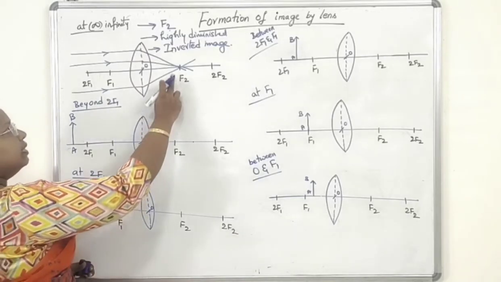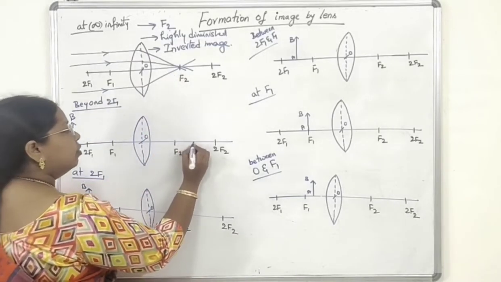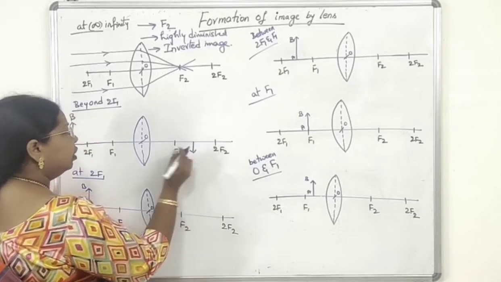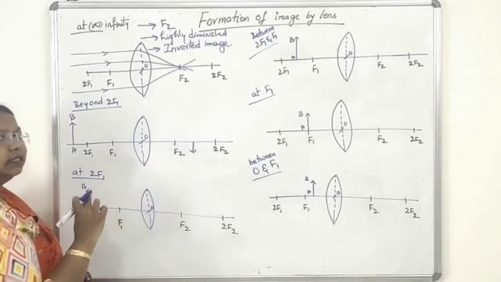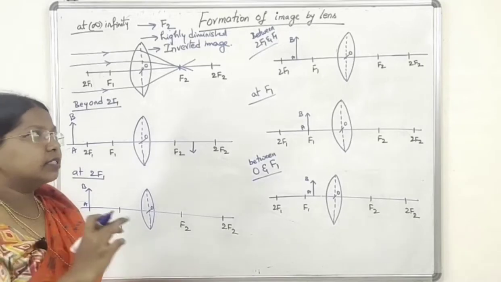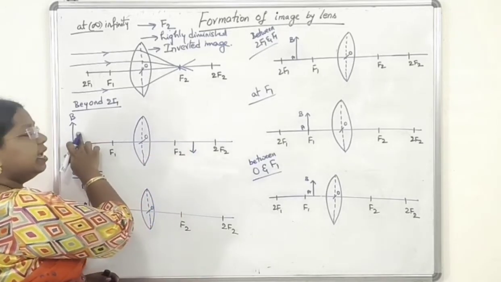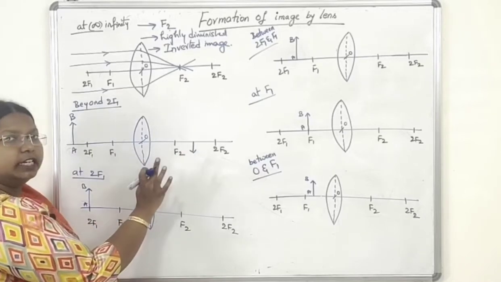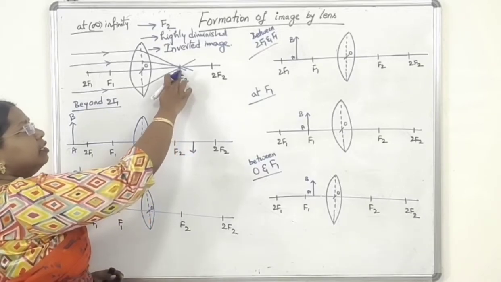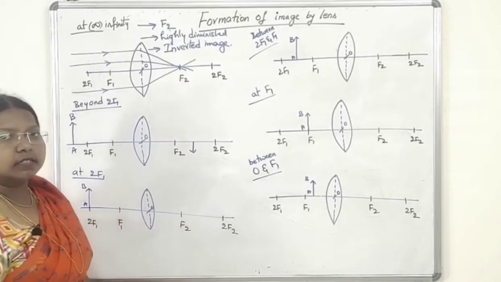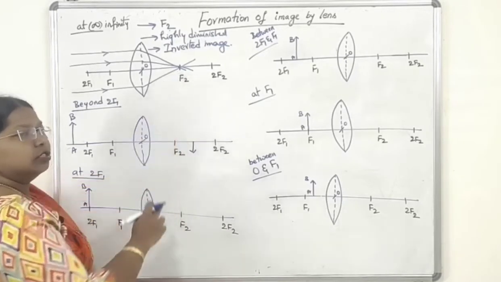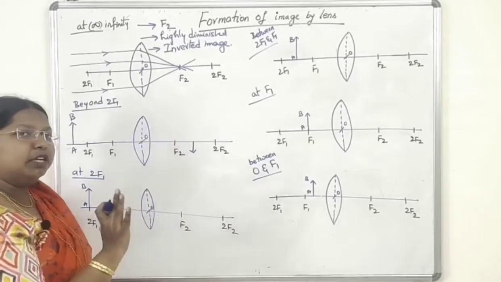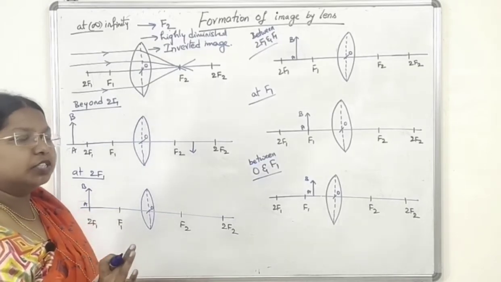So next, what will be the size? It is increasing, I told. It will not be the same as the object, but a little bit increased. The size will not be like the object size, it is only a little bit decreased. But when compared with the previous image, it was increased. Before it was highly diminished, and here it is diminished.